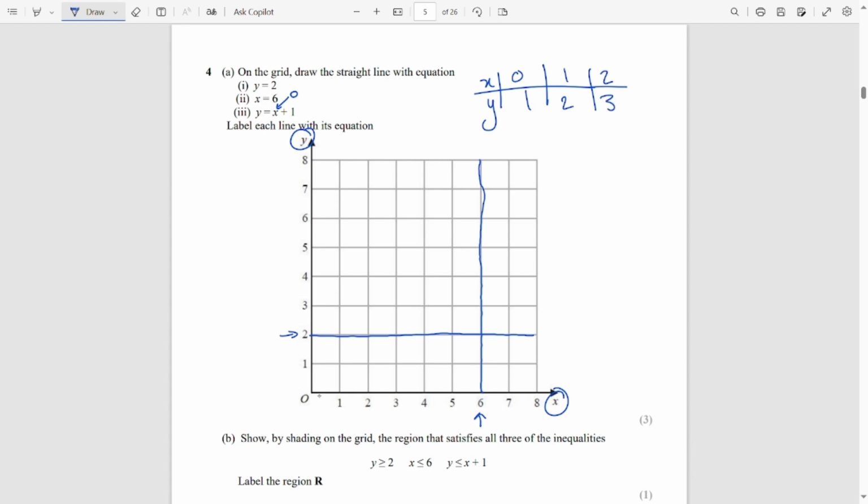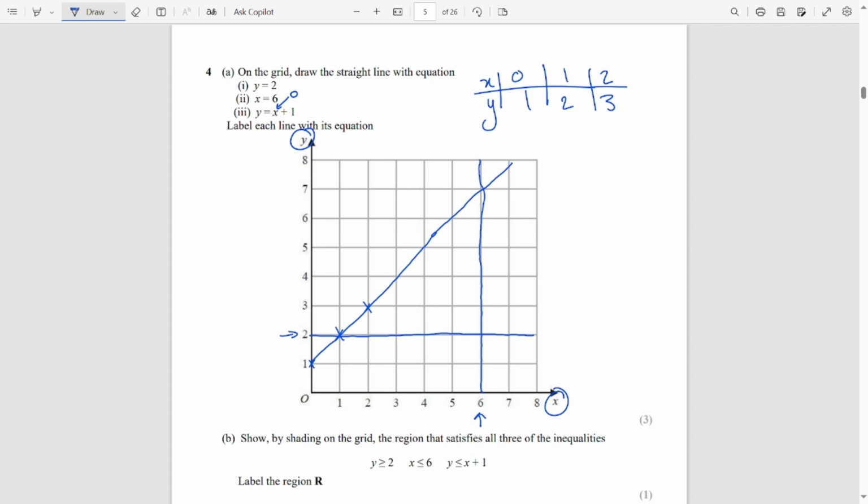And then I can plot on these coordinates. So if x is 0, y is 1. If x is 1, y is 2. If x is 2, y is 3. And now I can see what this line should look like. It's going to be a diagonal line crossing through at 1.